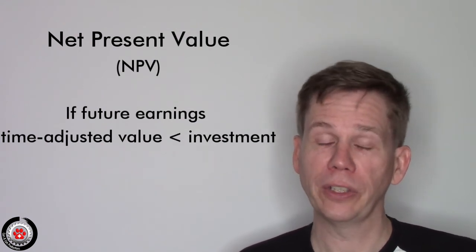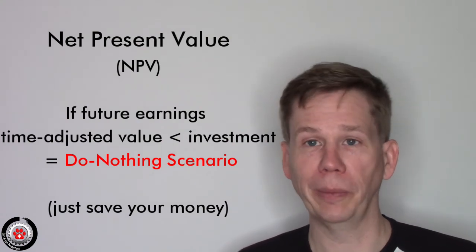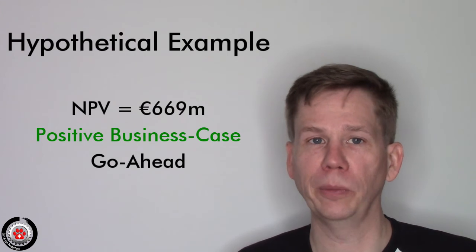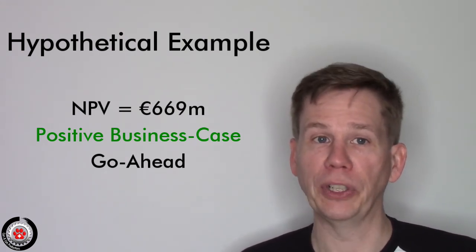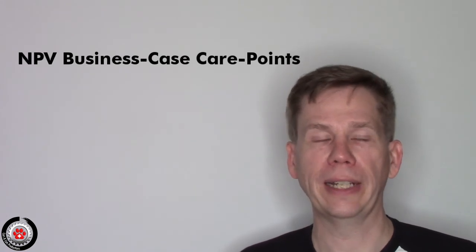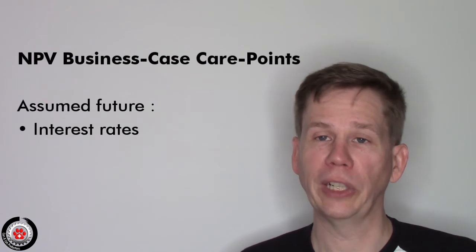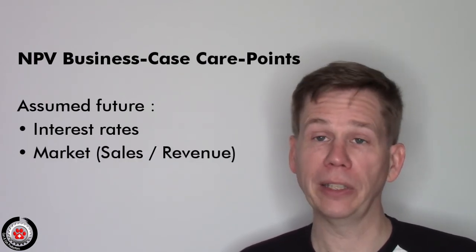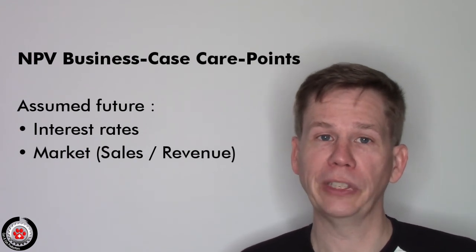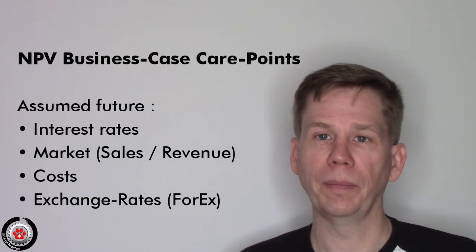If it's not, then it's what's called the do nothing scenario, which is just put it in the bank and we don't invest in this product. So the good news for our hypothetical business case is that it's positive, it's about 670 million euros, and we should go ahead. But even under that situation where it's positive, this assumes a future interest rate that's stable, no financial crisis, a market that's stable, a very predictable amount of sales, and a currency exchange that's stable.